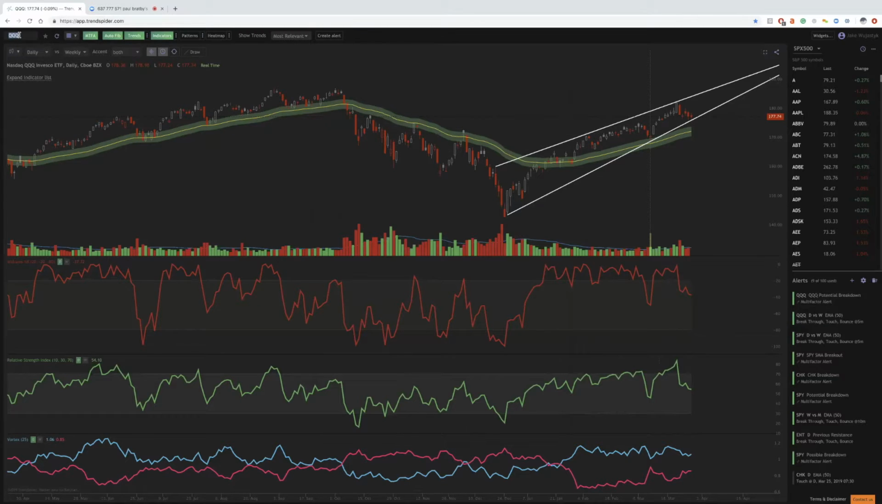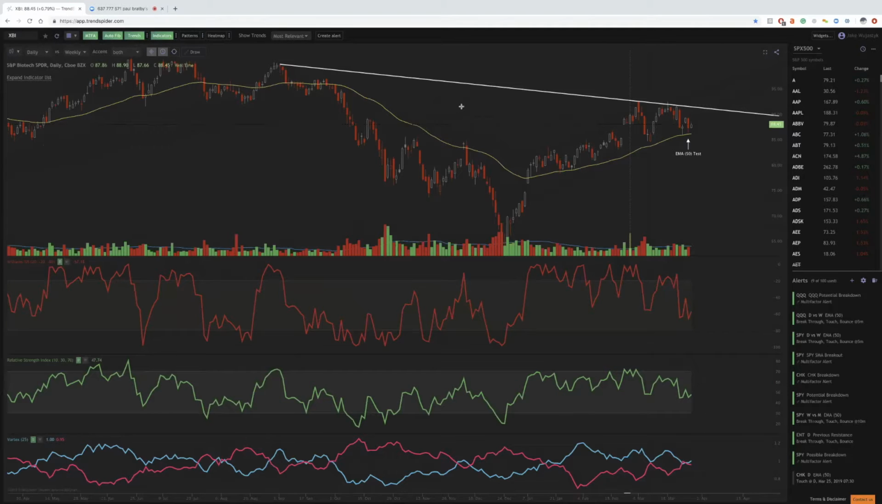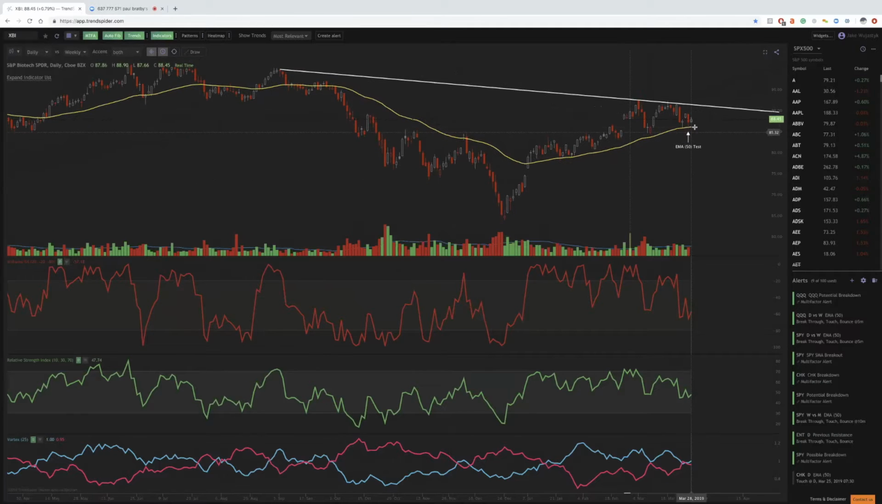The last one I'm going to go over is XBI. And XBI is always an interesting one to look at because you can see here, XBI has already touched the EMA 50. So this one is kind of, from my experience and my watching this kind of combination a lot, the XBI ETF is generally hitting the EMA 50 before SPY or QQQ. So definitely something to keep in mind.